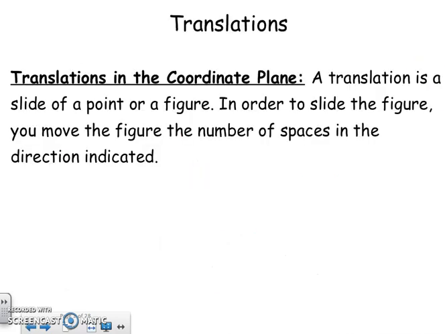So for translations, a translation on the coordinate plane is a slide of a point or a figure. So we can slide a point around, or we can slide a whole entire figure around. So in order to slide the figure, you're going to move the figure the number of spaces in the direction indicated. Okay, so let's talk about some notation.